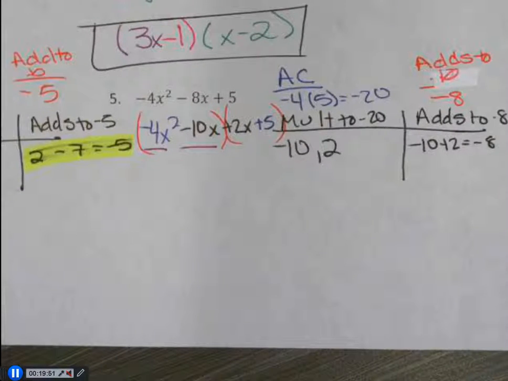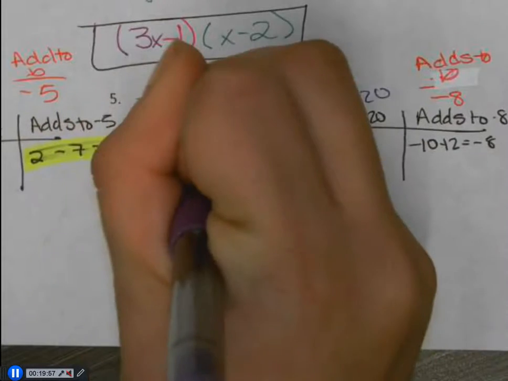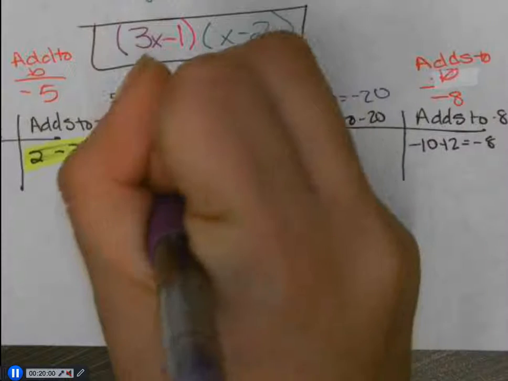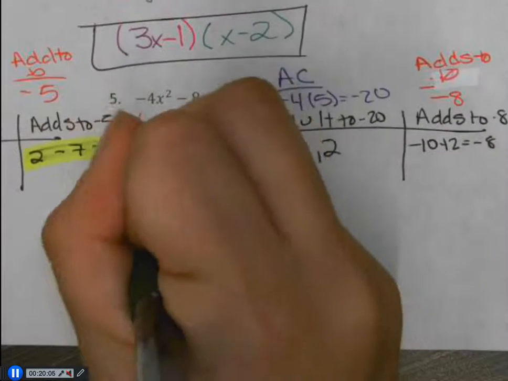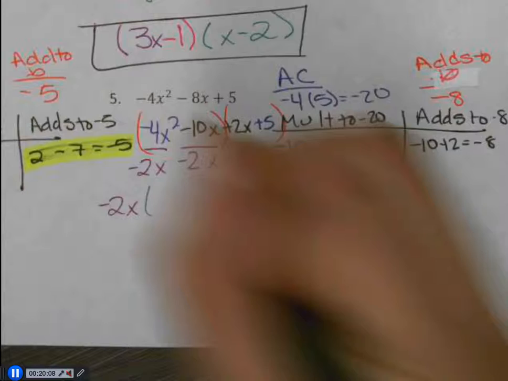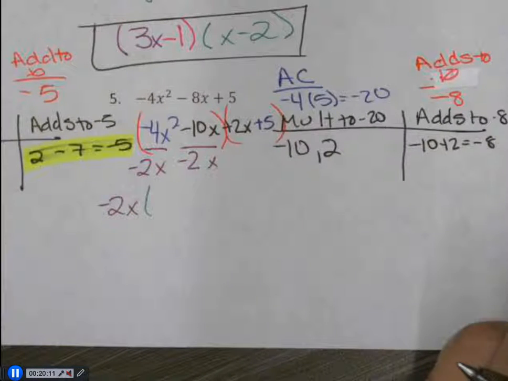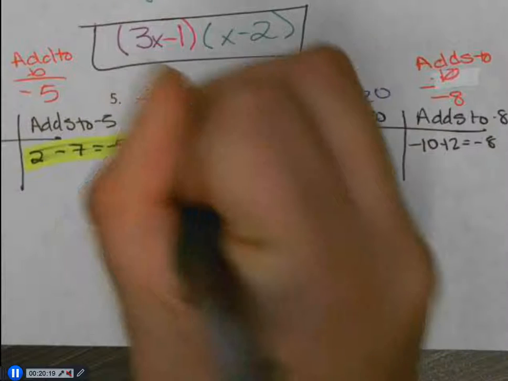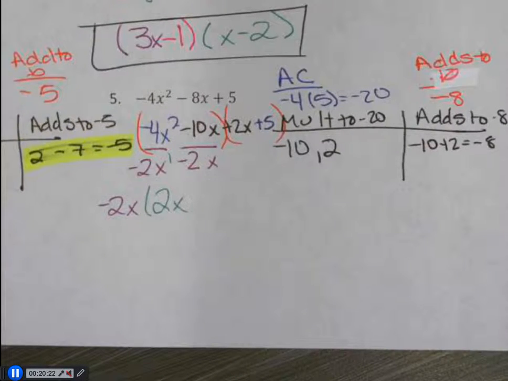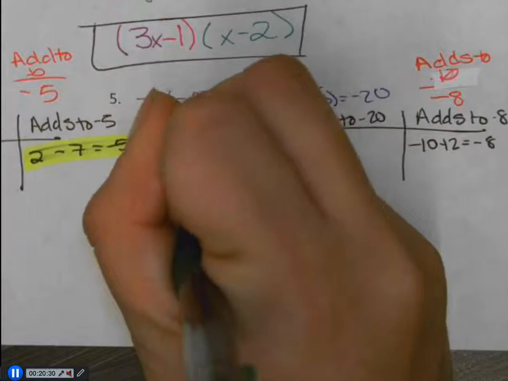Okay, so what goes into both negative 4 and negative 10? Negative 2. And just the number or x? So I write negative 2x on the outside. What goes on the inside? What's negative 4 divided by negative 2? Positive 2, because the negatives cancel out. And then, does this get a variable or no? This one does, because x squared divided by x, I subtract the exponents. Negative 10x divided by negative 2x, positive 5.